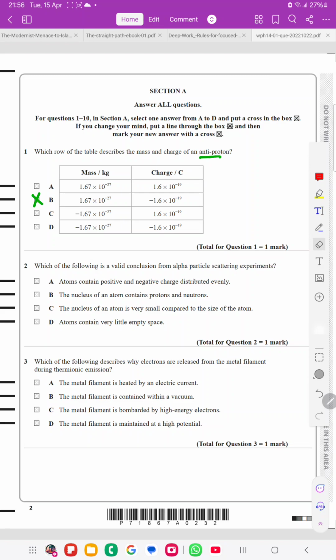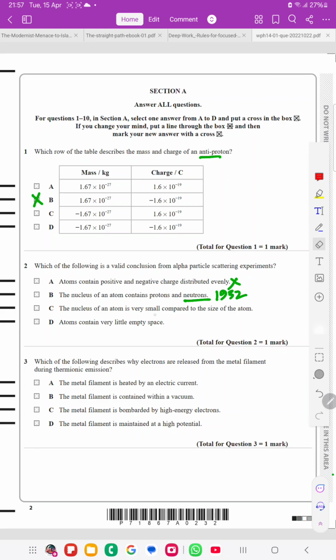Next one, which of the following is a valid conclusion from alpha particle scattering? An atom contains positive and negative charge distributed evenly? No, because if they are evenly distributed, then in alpha particle scattering there wouldn't be a large deflection. Alpha particles wouldn't deflect significantly, so this is not correct. The nucleus of an atom contains protons and neutrons? This wasn't proved during the alpha particle scattering. Actually, the neutron was discovered later in 1932. So this is also not correct.